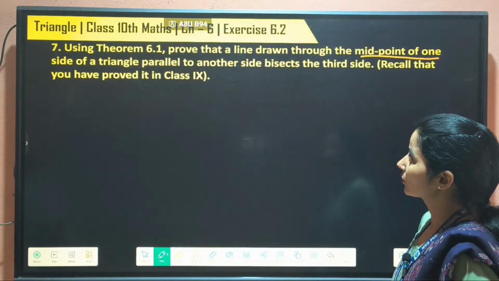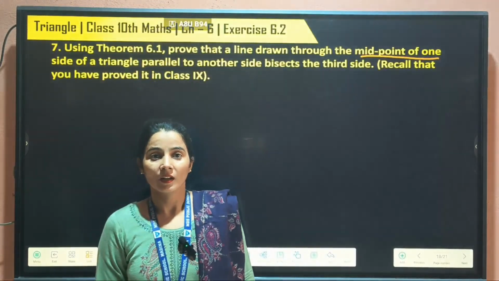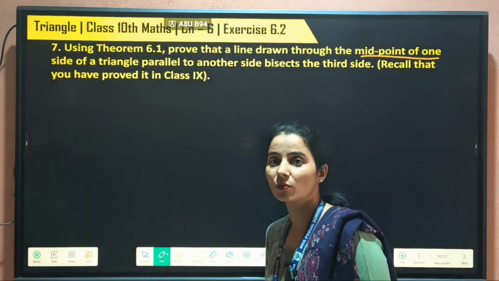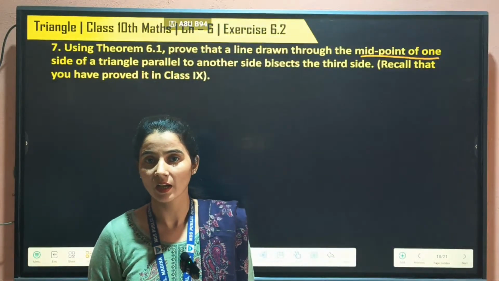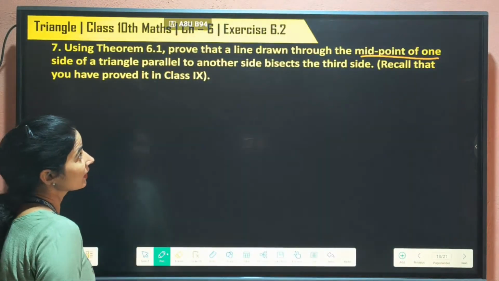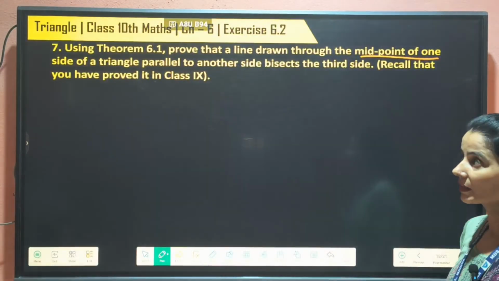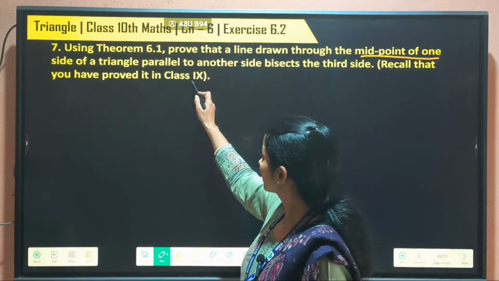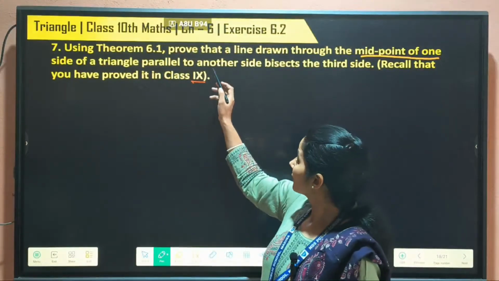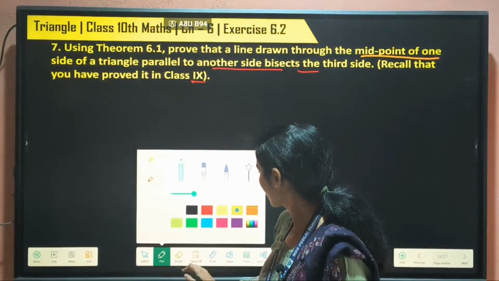What is this basic proportionality theorem? If a line is drawn parallel to one side of a triangle, intersecting the other two sides at two distinct points, then the other two sides are divided in the same ratio. This is theorem 6.1, and this is the proof that a line drawn through the midpoint of one side of a triangle parallel to another side bisects the third side. In 9th class, this is the converse of the midpoint theorem. Let us start.